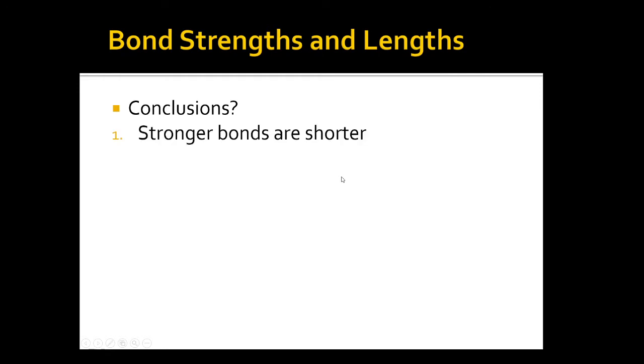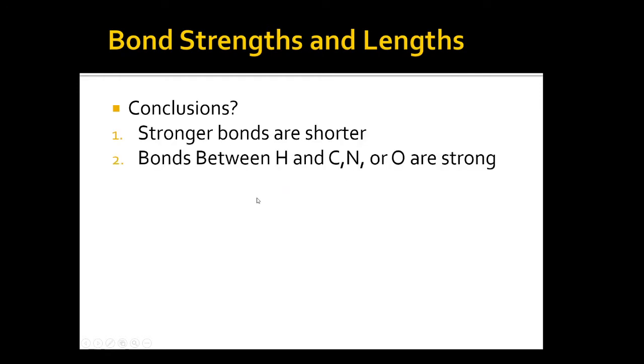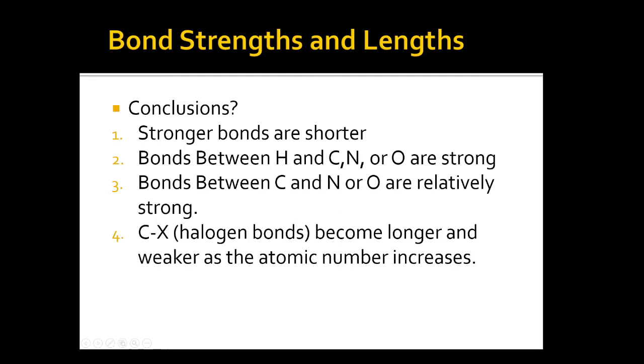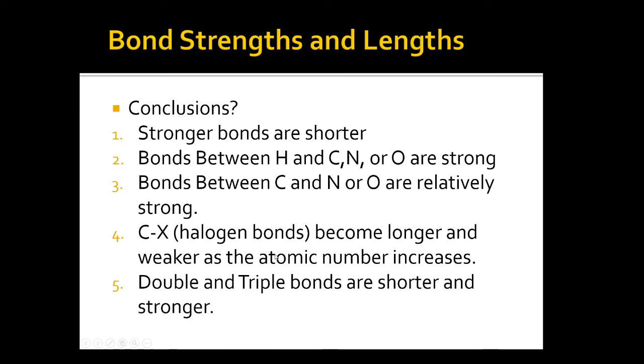Okay. So what can we say about this information? Stronger bonds are shorter. Bonds between hydrogen and carbon, nitrogen, or oxygen are strong. Bonds between carbon and nitrogen or carbon and oxygen are relatively strong. Carbon to a halogen bonds become longer and weaker as the atomic number increases or as electronegativity decreases. And double and triple bonds are shorter and stronger than our normal single bonds.